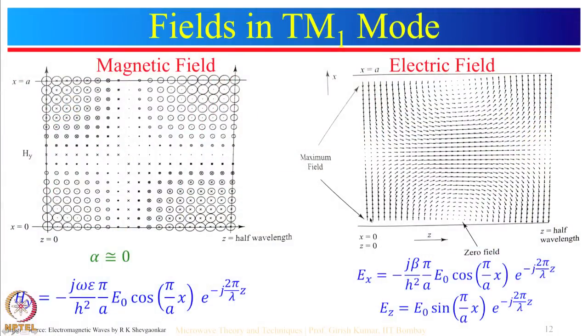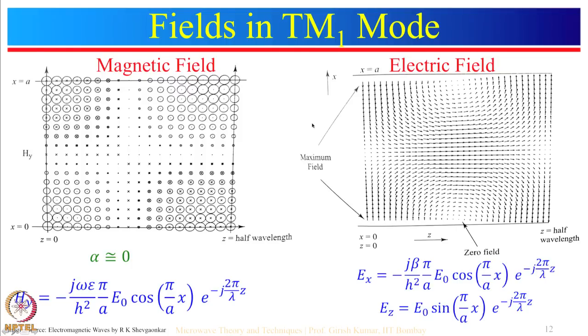You can see from this figure also, so at z equal to 0, Ex is maximum and Ez is 0, and at z equal to lambda by 4, Ez is maximum and Ex is 0, and at z equal to lambda by 2, Ex is maximum and Ez is 0. So this is how electric and magnetic field vary in xz plane in TM1 mode. There is a half sinusoidal variation of the fields in the x direction, or in the direction in which the wave is confined. So this is all about the TM1 mode.